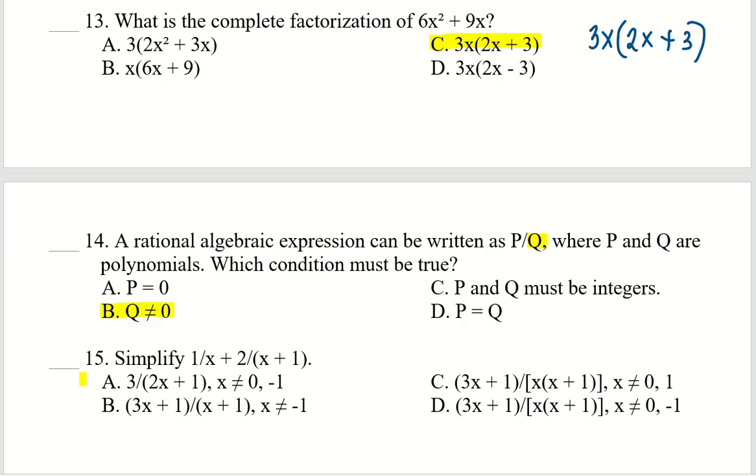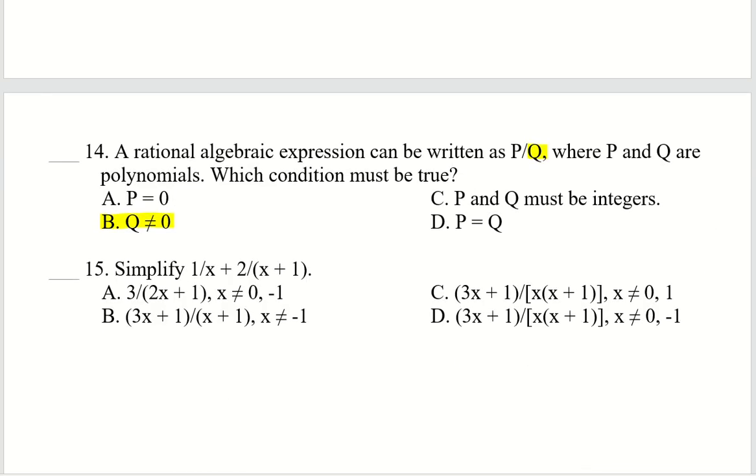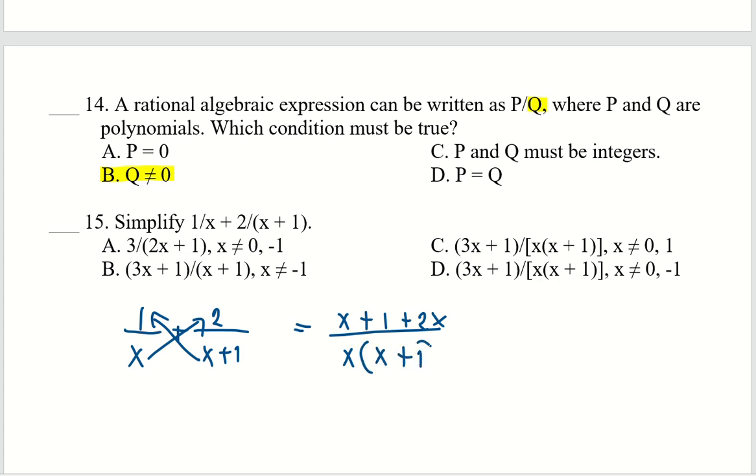15. Simplify 1 over x plus 2 over x plus 1. Okay, so we'll have here 1 over x plus 2 over x plus 1. Okay, you can use FOIL method. Just multiply across. Okay, so x plus 1 times 1, we get x plus 1. Then x times 2, that will be 2x. And then your denominator, that will be x times x plus 1. Okay, so we get 3x plus 1 over x times x plus 1.